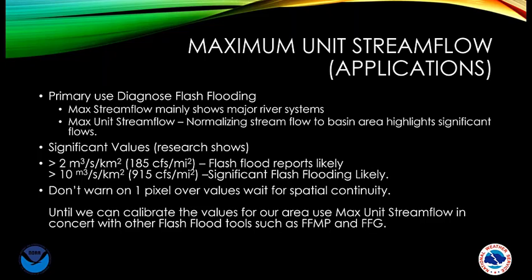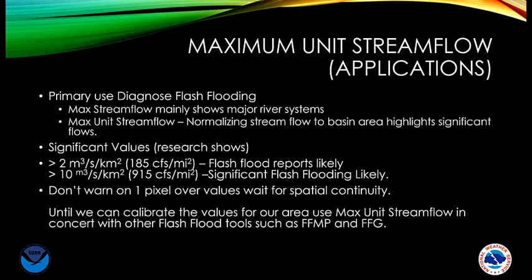What are the applications for the maximum unit stream flow? Its primary use is to diagnose flash flooding. Max stream flow, as I said, is mainly for major river systems, while the unit stream flow normalizes stream flow to a basin area, which highlights these significant flows. Research has found in general, and we'll have to calibrate this for our area, that about 2 cubic meters per second per kilometer squared means flash flood reports will be likely. And if we get up to 10 cubic meters per second per kilometer squared, significant flash flooding is likely.